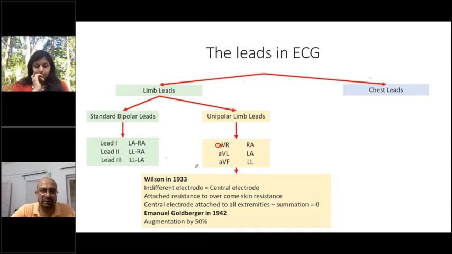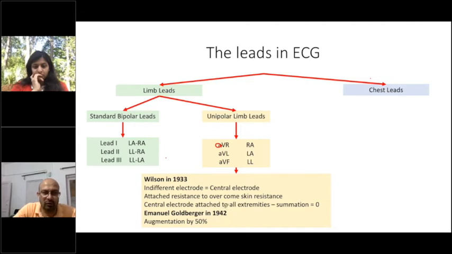In 1933, when the limb leads and the standard bipolar limb leads were introduced, Wilson said that if we create an indifferent electrode, which is called the central electrode, by attaching a resistance to overcome the skin resistance and attaching all the electrodes from all the extremities and summing them up to 0, we will get only one active electrode, and the other would be the central electrode or the indifferent electrode. And the tracings that are then recorded are in the unipolar limb leads.